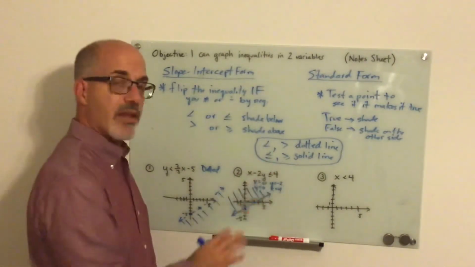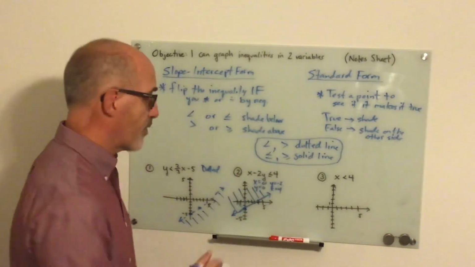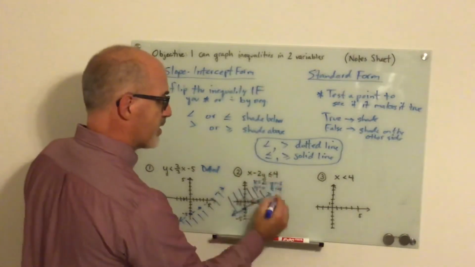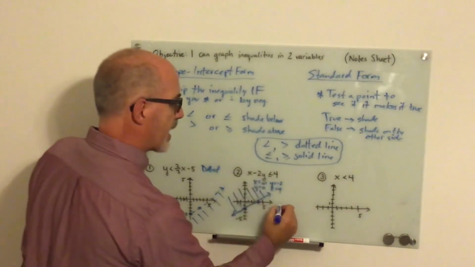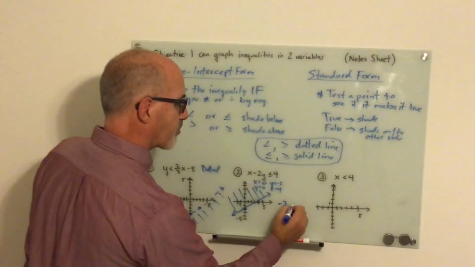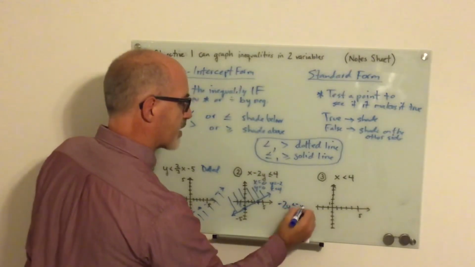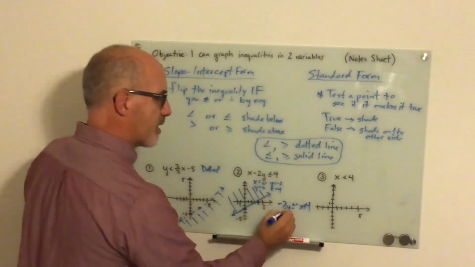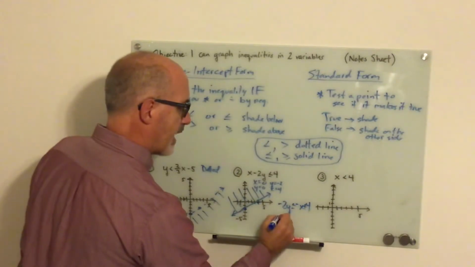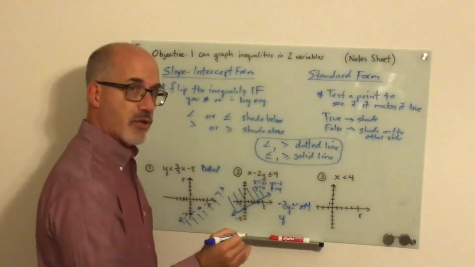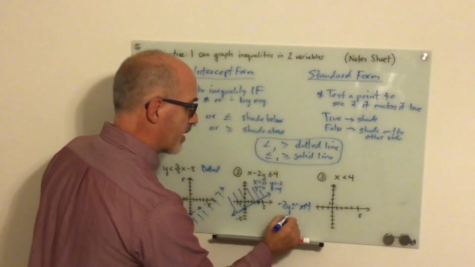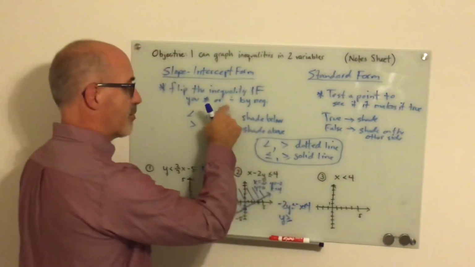Just to show you how this would look if you did it in slope-intercept form, I'm going to go ahead and put this into slope-intercept form. I'm going to subtract x from both sides. So I've got opposite of x plus 4. Now I'm going to multiply by negative 1/2 on each of them. Notice by multiplying by a negative, that reverses my inequality. That's the statement up here.